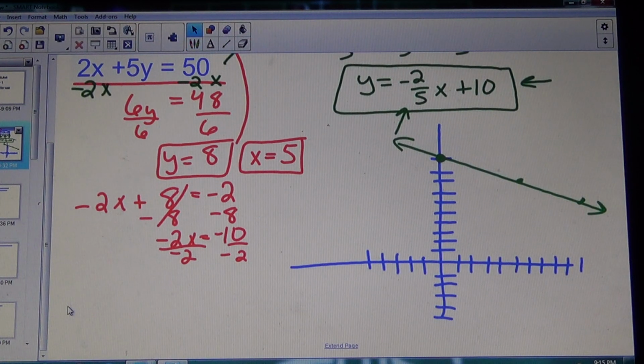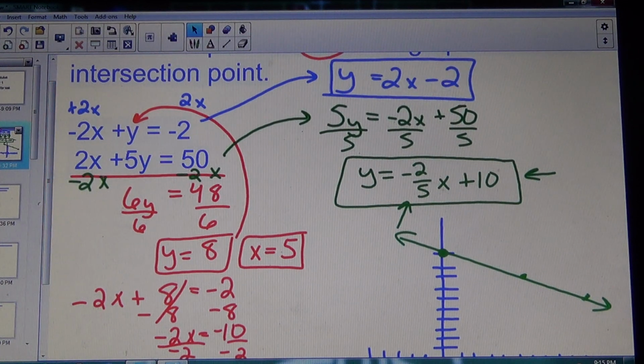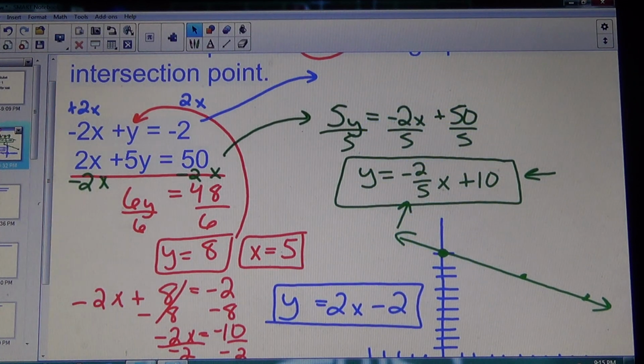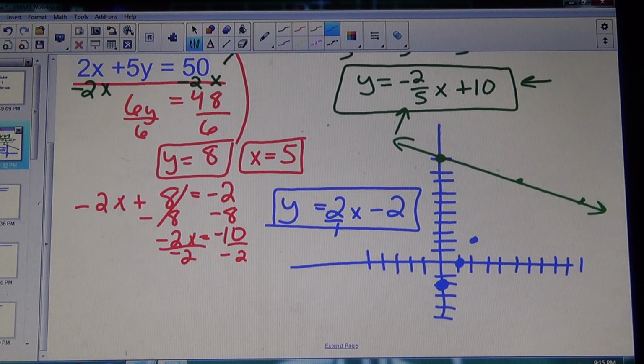Then I also need to graph my blue line. The equation for that is y equals 2x minus 2. My y-intercept for the blue line would be down here at negative 2, and my slope is 2 over 1, so I'd go up 2, over 1, repeatedly. Ooh, that's nice, because it matched up for me.